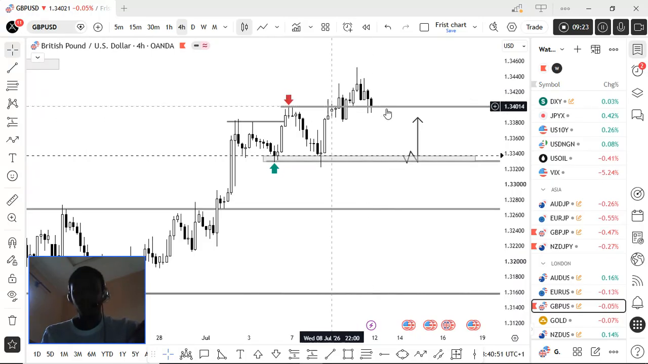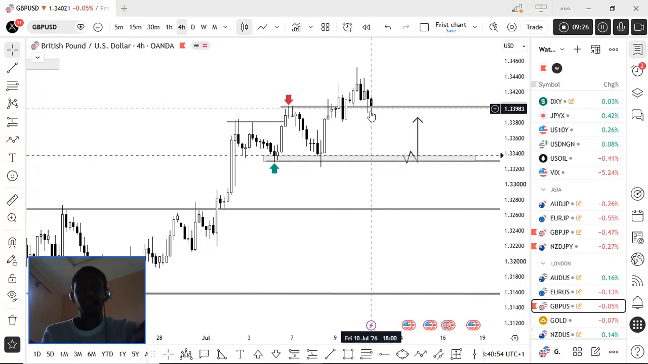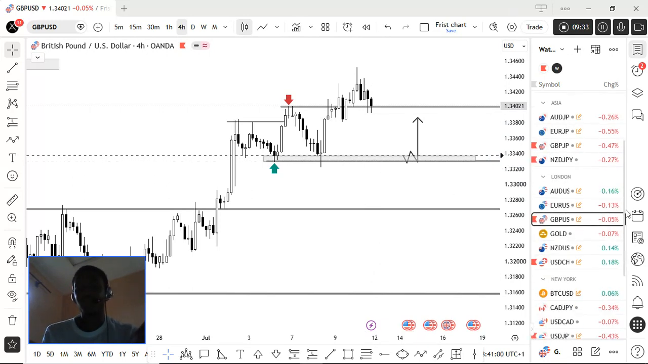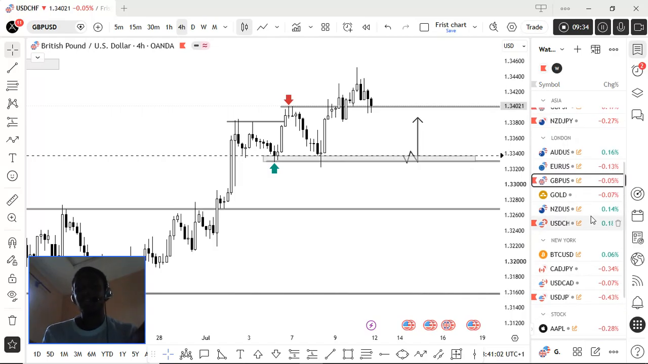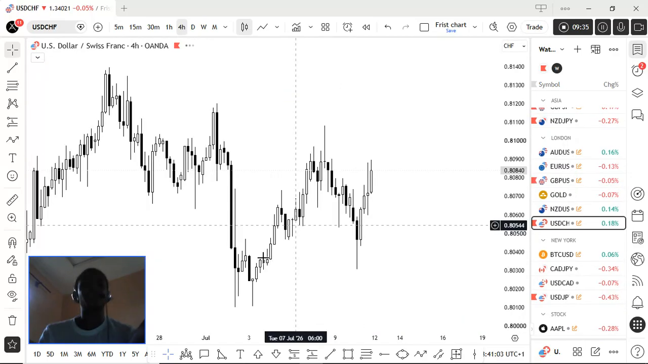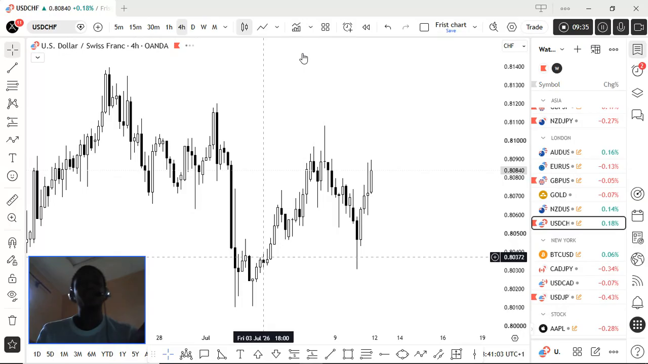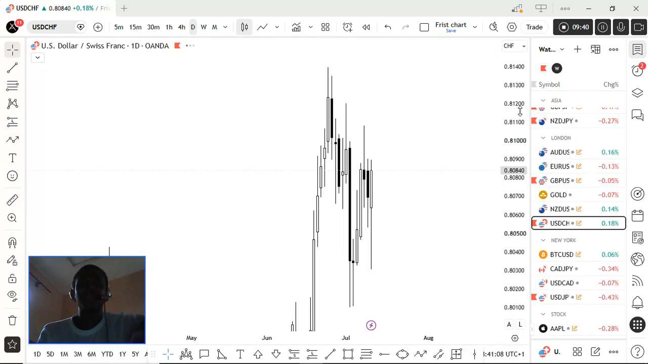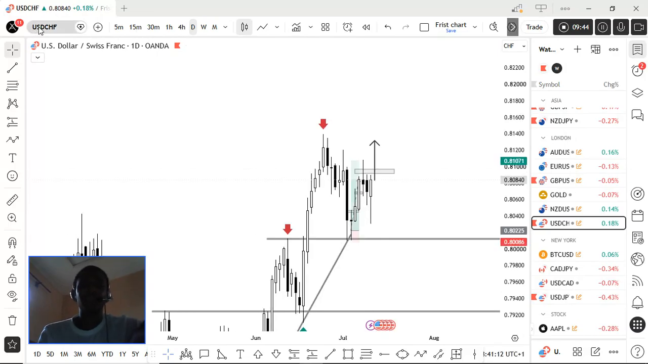If GBPUSD breaks before the CPI comes out, if it breaks the support to push down here, and once the market pushes it down here, I'm doing intermarket analysis. Please just follow up. You see USD will have momentum to push up because USD is the base currency, right? The base currency is USD. Look at it. The first currency is USD.